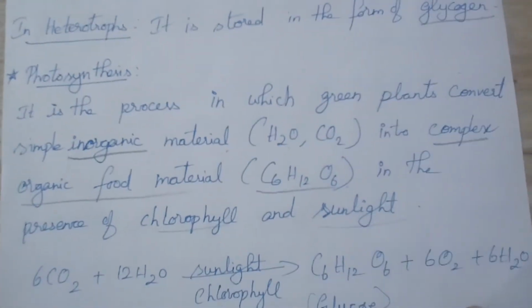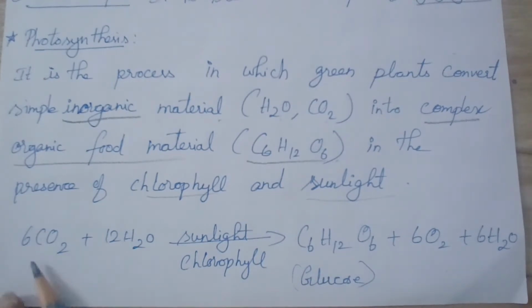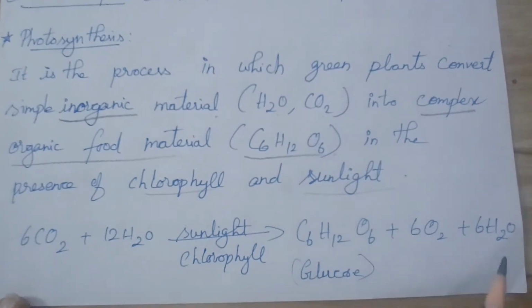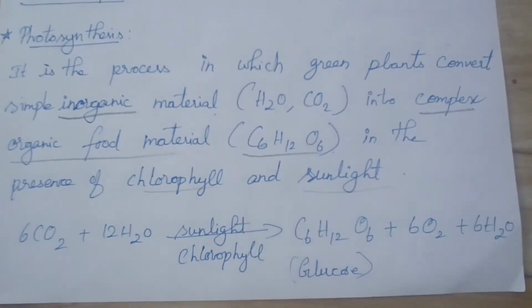You already studied in chemistry how glucose is formed during the photosynthesis process. 6CO2 plus 12H2O reacts in the presence of sunlight and chlorophyll. It forms glucose plus 6O2 plus 6H2O. We'll study in detail how it gets water, how it gets CO2, how it gets the sunlight, and what is the use of chlorophyll.